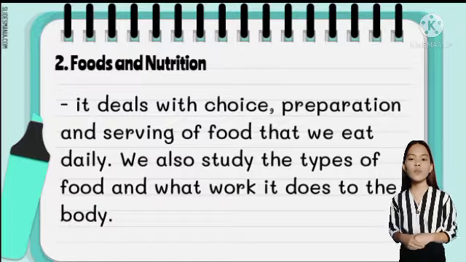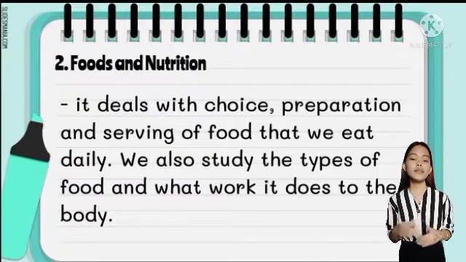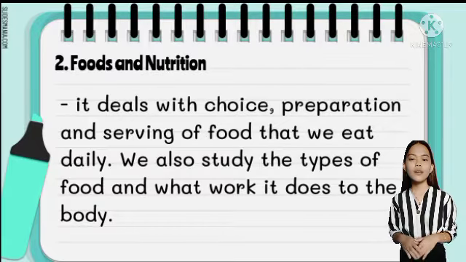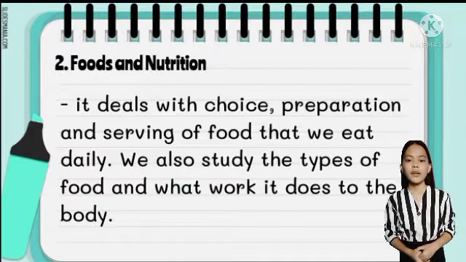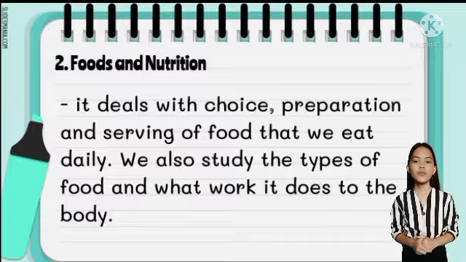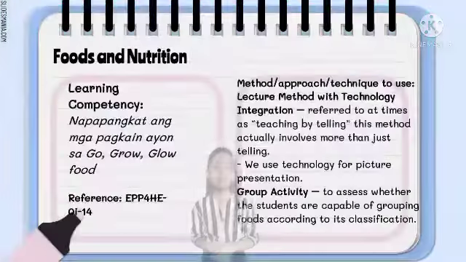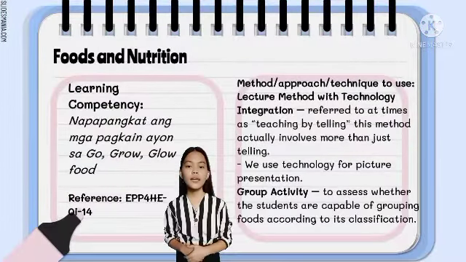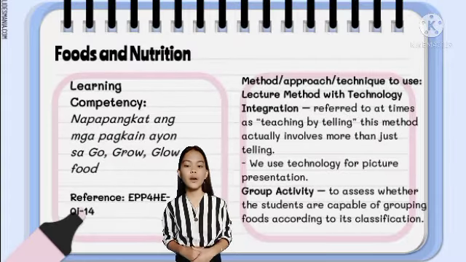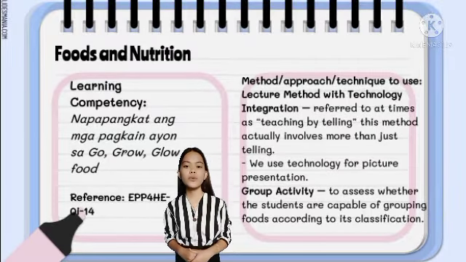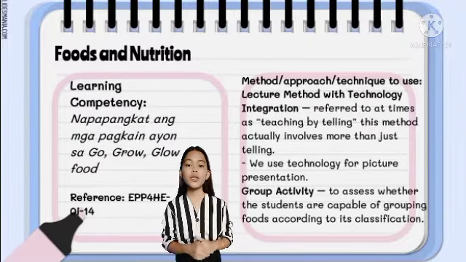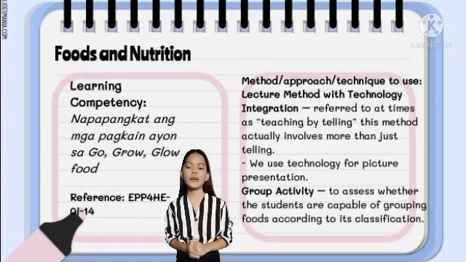So let us not dig deeper on this, but we will focus on the learning competency that is in line to this sub-component. The learning competency that I have chosen, which I thought in line to this sub-component, is napapangkat ang mga pagkain ayon sa Go, Grow, and Glow food. So kinuha natin ito sa EPP K to 12 curriculum guide.